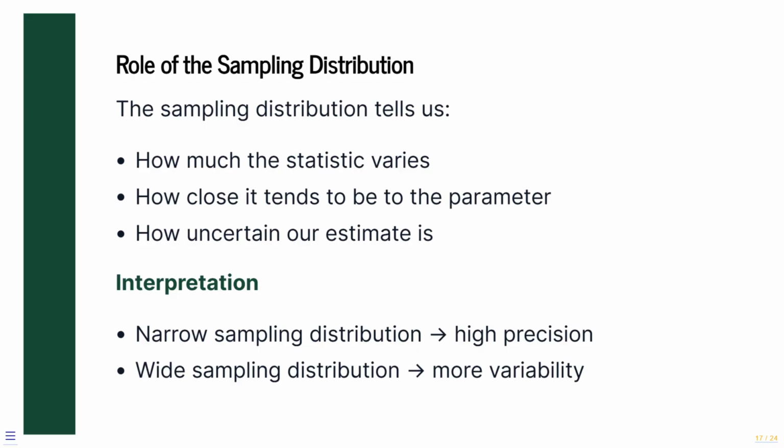The sampling distribution tells us how much the statistic typically varies, whether it tends to be close to the parameter, and how uncertain our estimate is. If the sampling distribution is narrow, our statistic tends to be close to the parameter and the estimate is precise. If the sampling distribution is wide, there is more sampling variability and less precision.